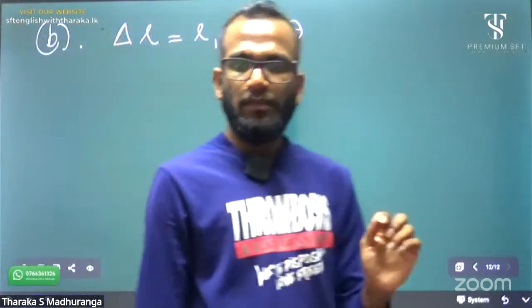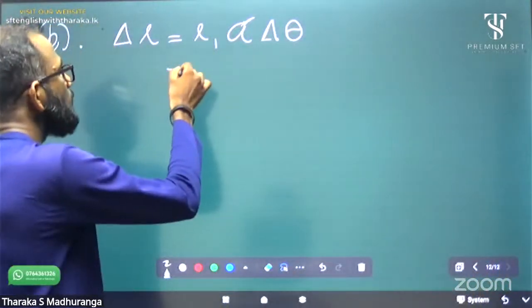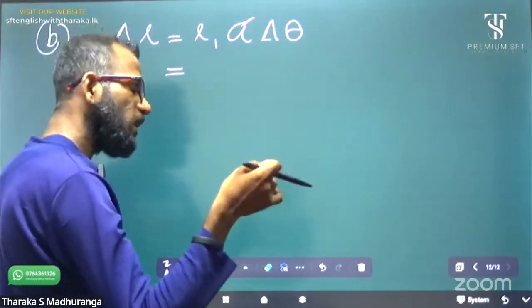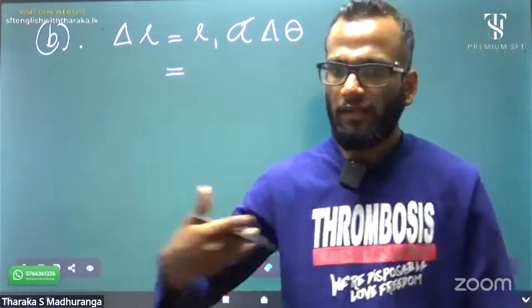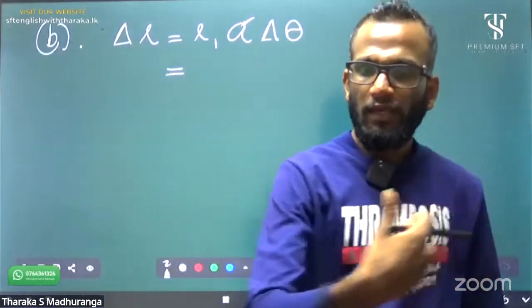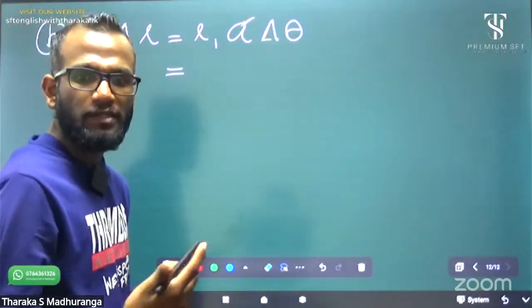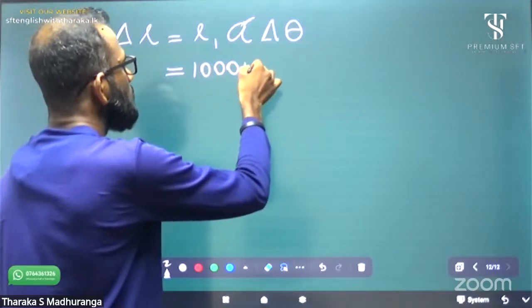Can you tell me delta L? We don't know, because delta L is asking the gap requirement. L1 is the complete length of the railway, 1 kilometer. 1 kilometer means how many meters? 1000 meters.